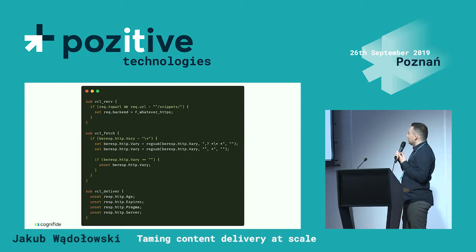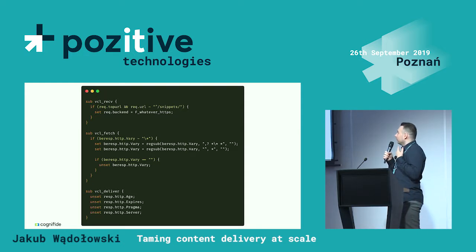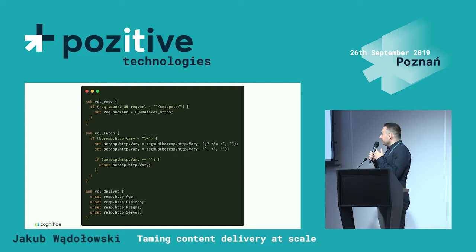The VCL fetch happens when you get a response from your origin, so you can clean up some headers. For example, that Vary asterisk is extremely dangerous in terms of caching, so you can clean it up. And VCL deliver is the last stage of processing, so you can clean some headers that you don't need or browsers don't care about generally.